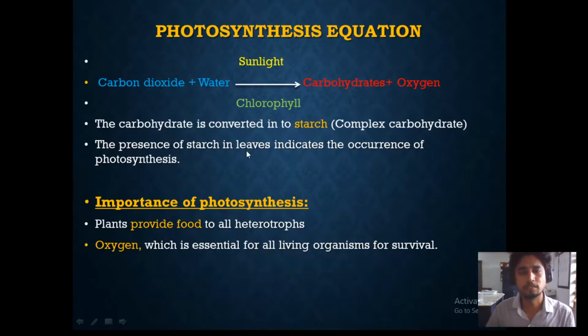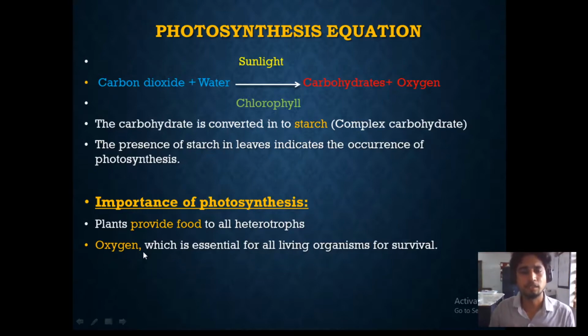The presence of starch in the leaves indicates the occurrence of photosynthesis. So when starch is present, we can say that plants have undergone photosynthesis. Whichever leaves show starch, we can say they have undergone photosynthesis. Based on this, we are going to see an activity later on.